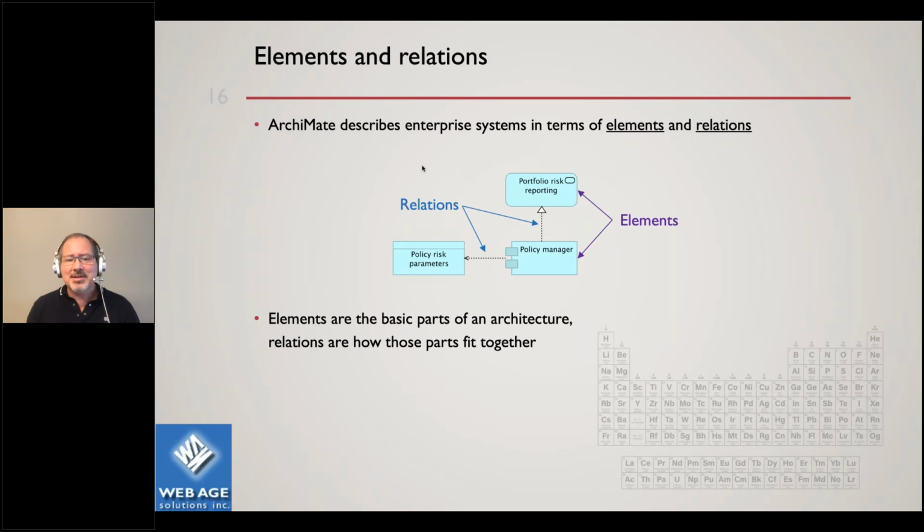And what this says is I have an application component, an application say, that's called Policy Manager. And it realizes a service, portfolio risk reporting. That means that there's a thing that it does that the outside world can make use of called portfolio risk reporting. And it accesses a data object, a hunk of data, called policy risk parameters.